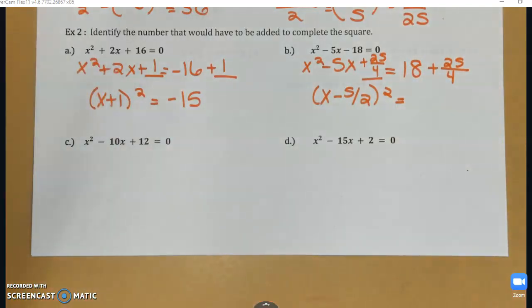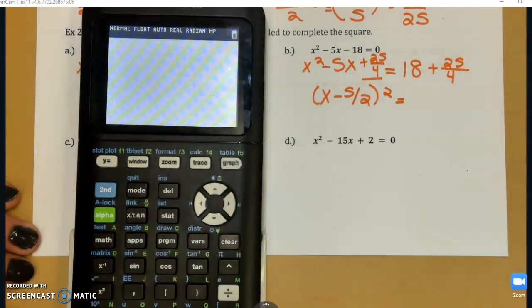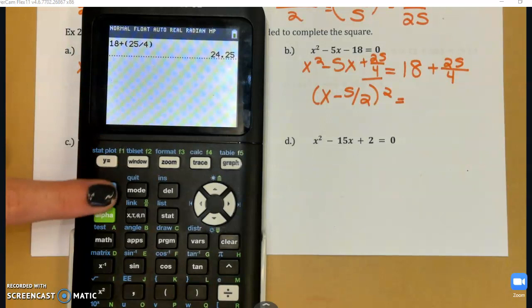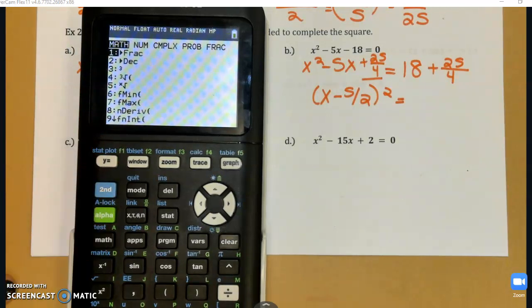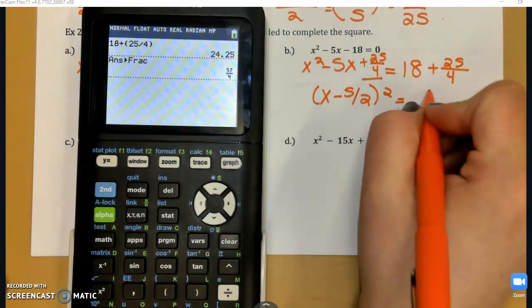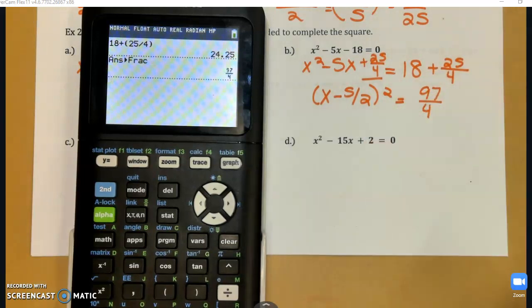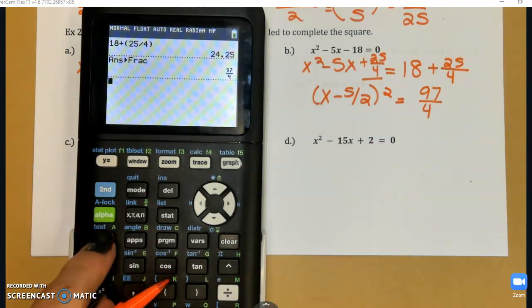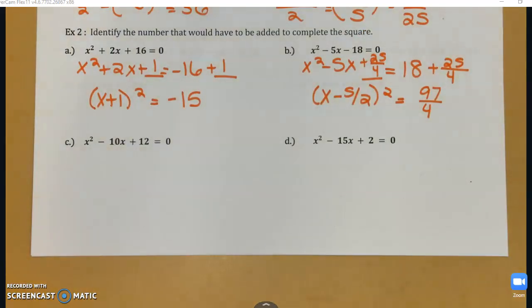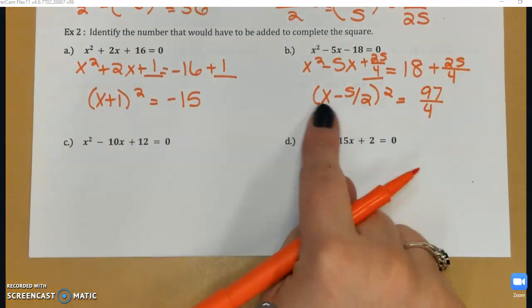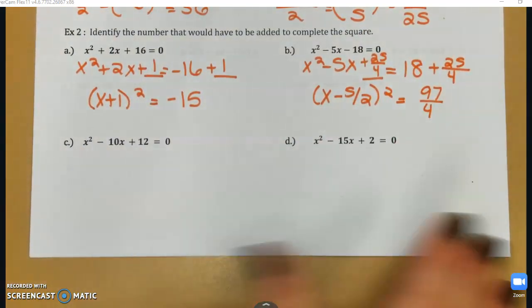and I want to leave this as a fraction, and this is where our calculator is going to come in handy. I can type this into my calculator, 18 plus 25 over 4. And it will give me a decimal, but I can tell my calculator to make it a fraction by saying math, enter, enter, and it'll give me 97 over 4. So that math button is just right here below alpha. Math, enter, enter will turn your decimal into a fraction. So there is my squared binomial equivalent to a number.